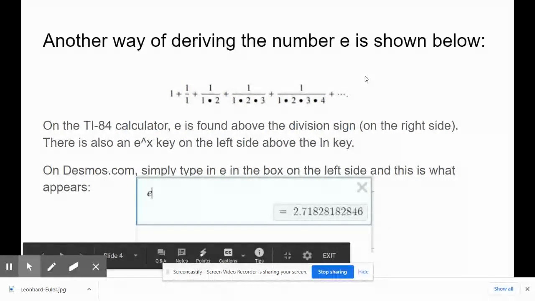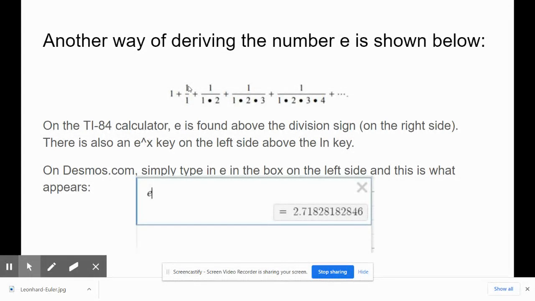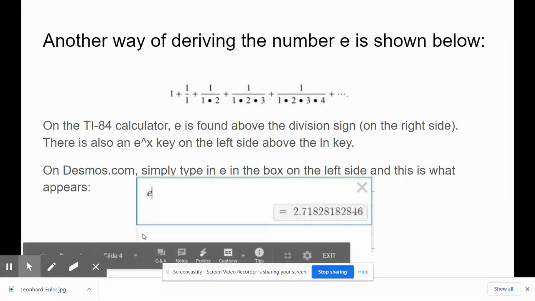Okay, another way that you can derive the number e is by doing this. You take 1 plus 1 divided by 1, plus 1 divided by 1 times 2, plus 1 divided by 1 times 2 times 3, plus 1 divided by 1 times 2 times 3 times 4. Make sure that this is all in the denominator. So if you did this on your calculator, you'd want to make sure you put the stuff in the denominator inside parentheses.